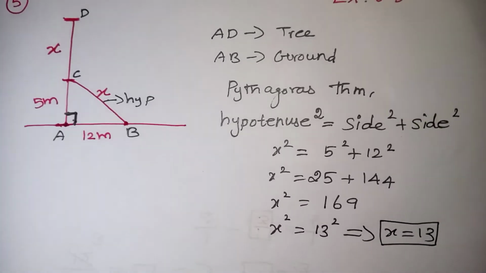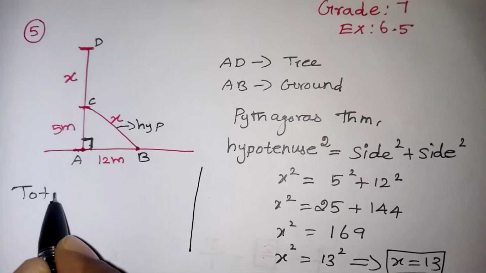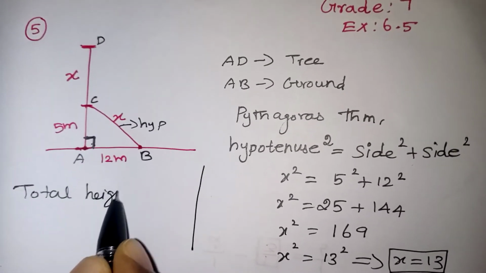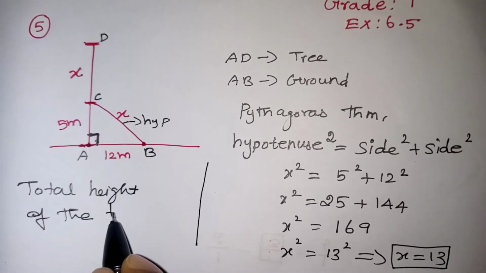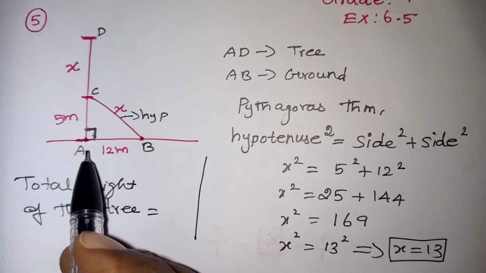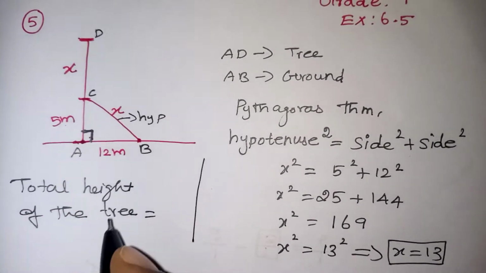So x is equal to 13. Finally, coming back to the original question: what is the total height of the tree? Look at the diagram. The total height of the tree is nothing but 5 plus x. If you add 5 plus x, that will give you the total height of the tree.